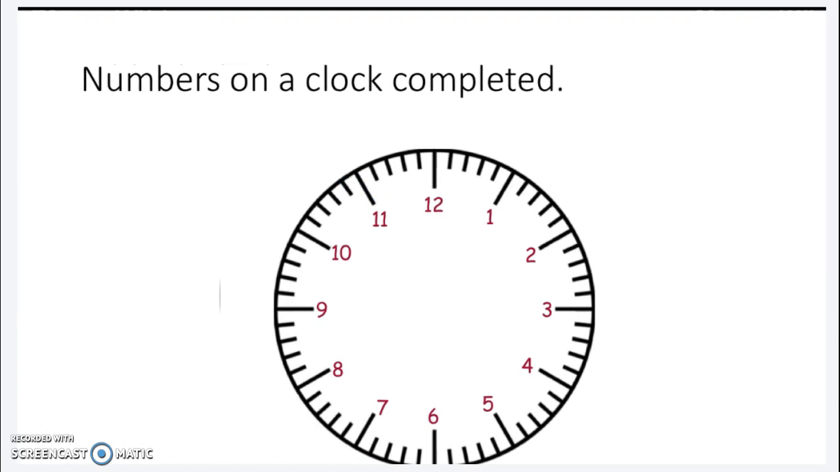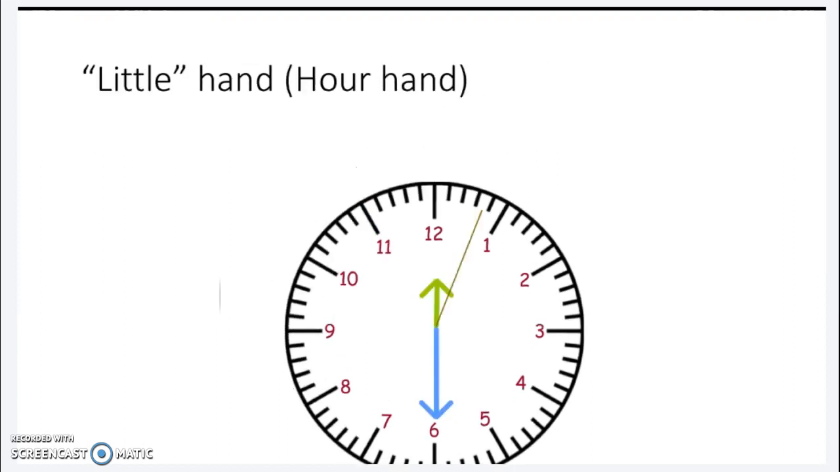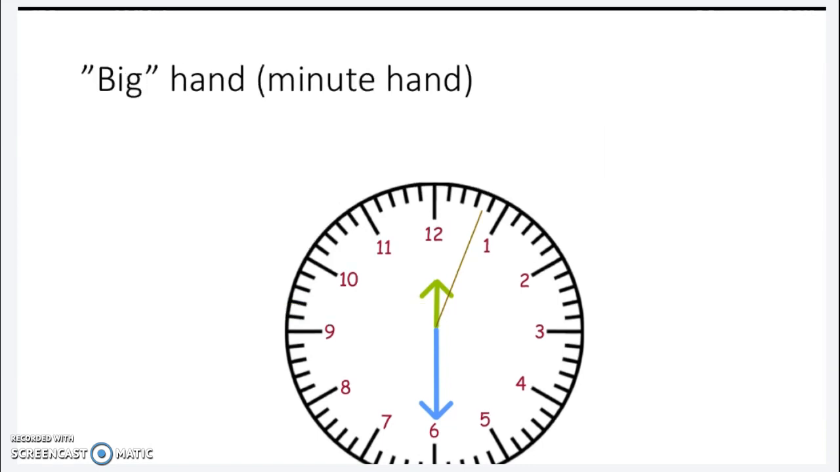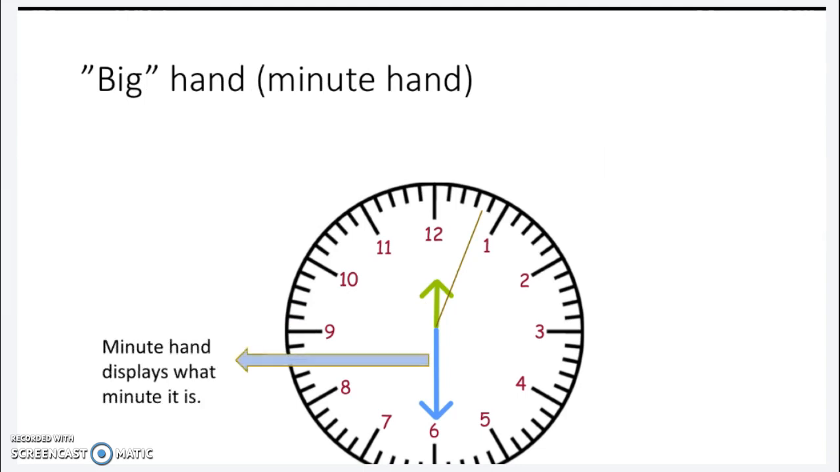Now, let's move over to the clock hands. Let's start with the hour hand. It is the smallest hand on the clock. This hand is responsible for displaying what hour of the day it is. Next, we have the minute hand. This hand is longer than the hour hand, and this hand is responsible for displaying the minutes in the hour.